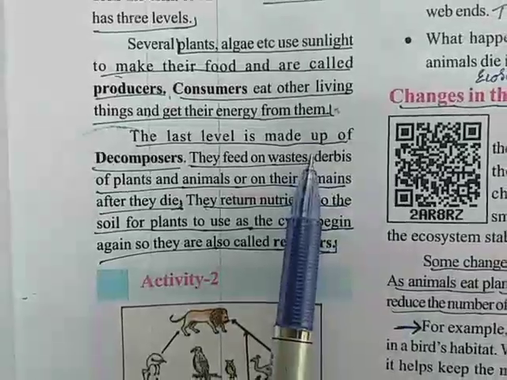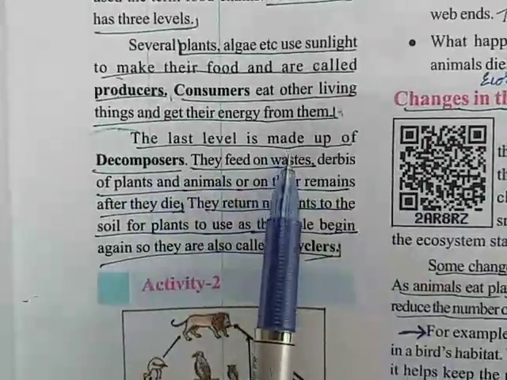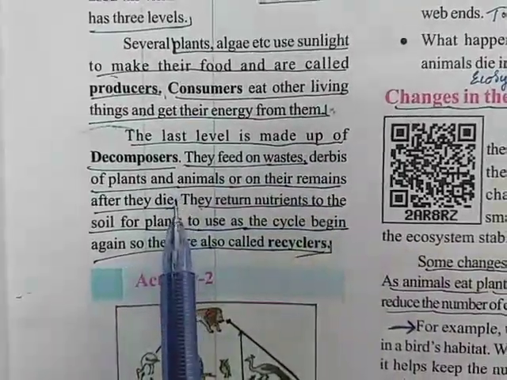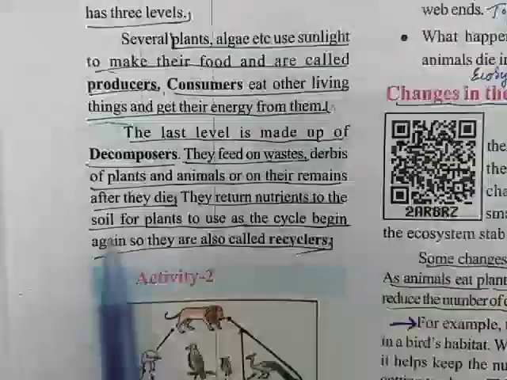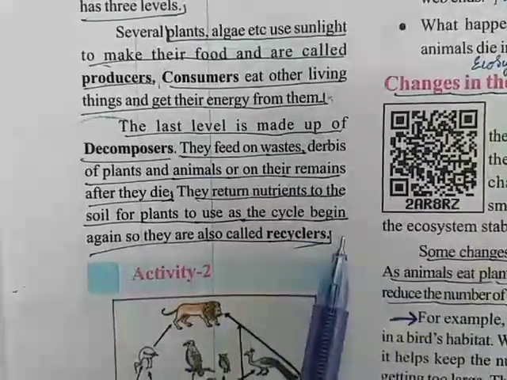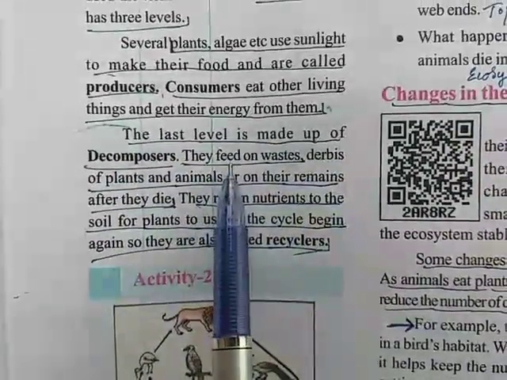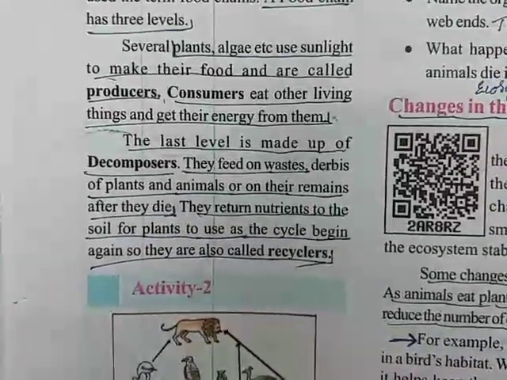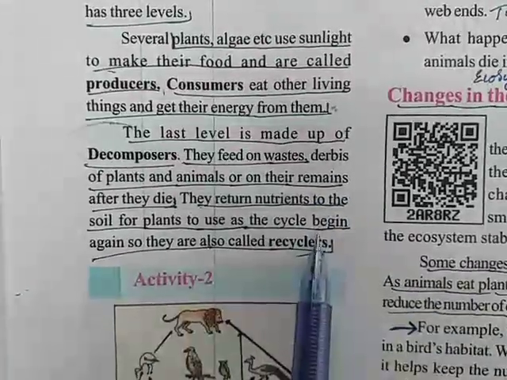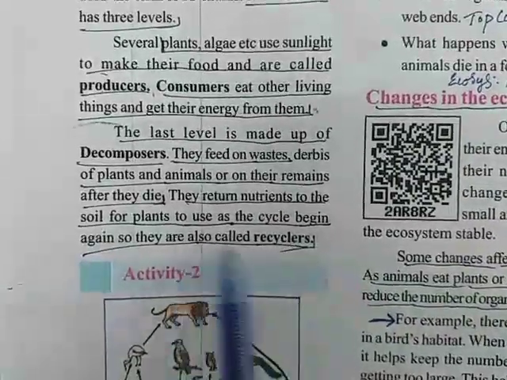Decomposers feed on wastes and debris of plants and animals, and on their remains after they die. So these decomposers always depend on the dead bodies of plants and animals. Next, they return nutrients to the soil for plants to use, and the cycle begins again. So they are also called recyclers. Whenever they enter the dead bodies of plants and animals, they simply decompose them, and the nutrients enter into the soil again. That is why these decomposers are called recyclers.